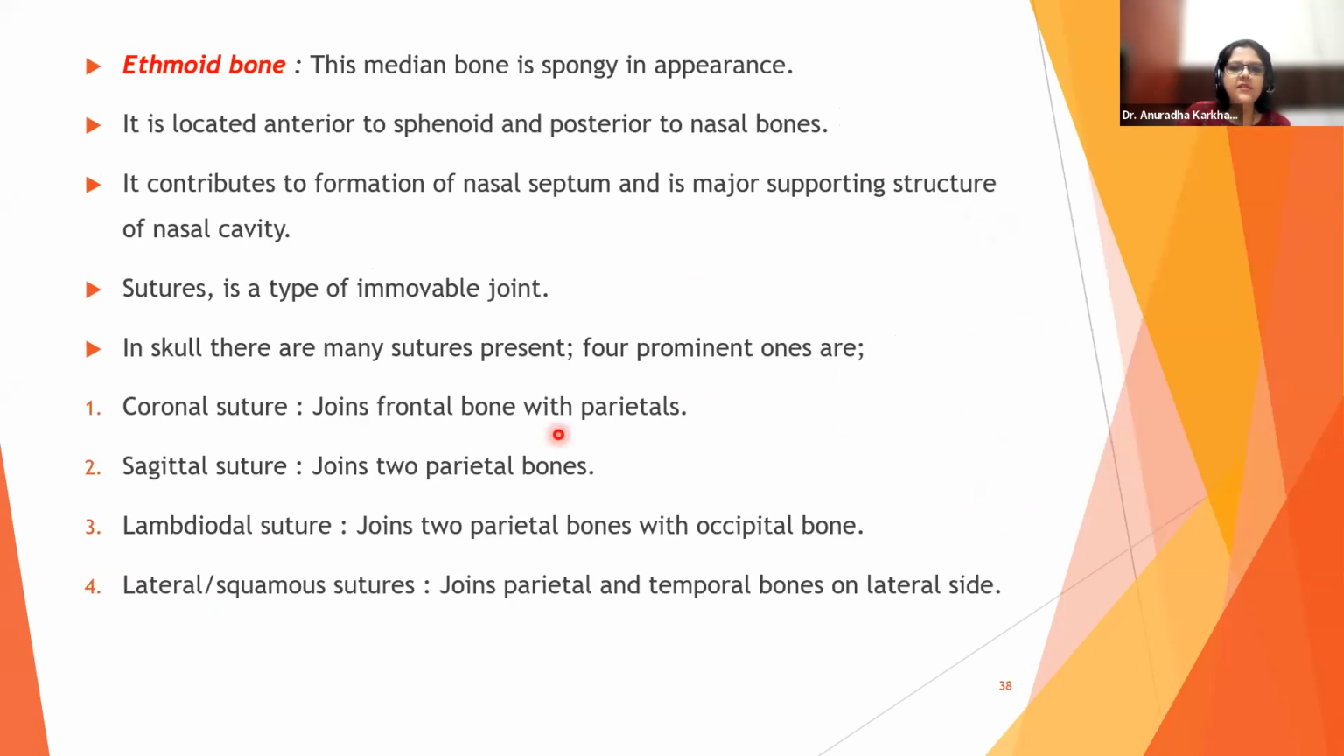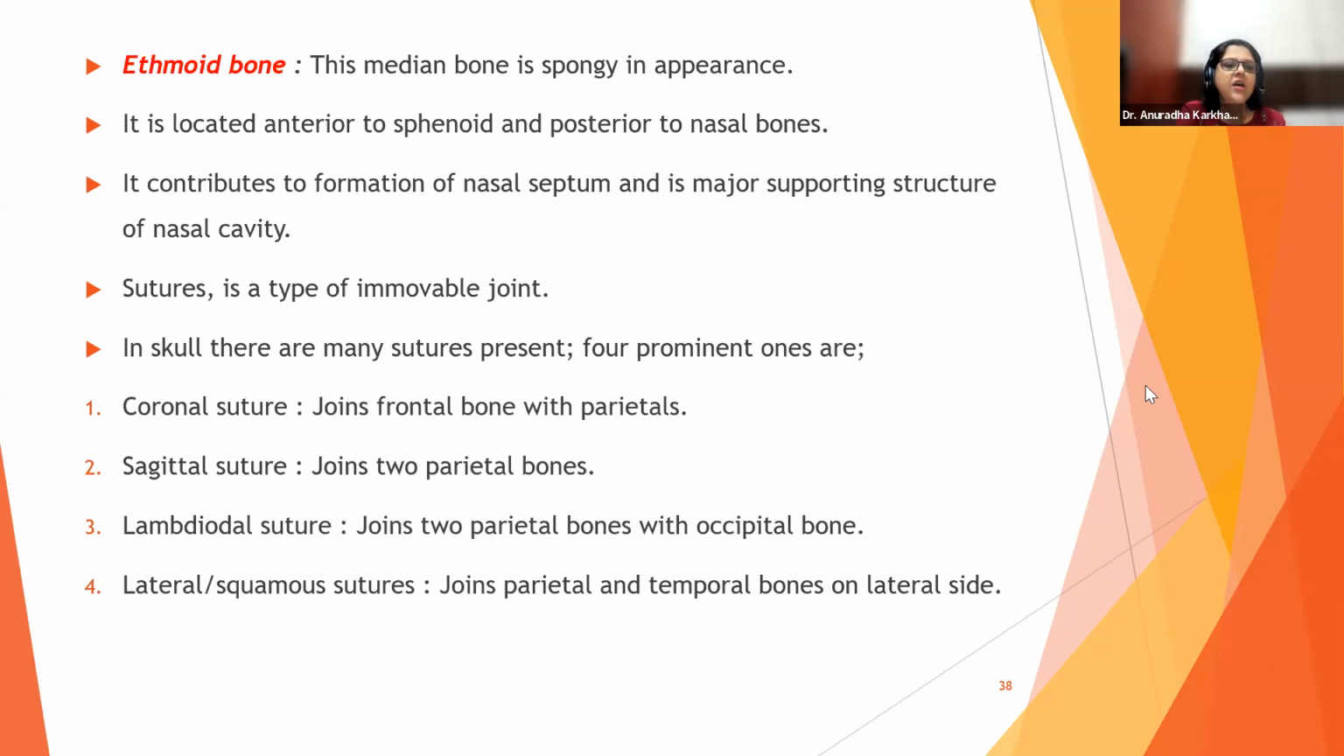Ethmoid bone. This median bone is spongy in appearance. It is located anterior to the sphenoid bone and posterior to the nasal bone. पीछे और अपने sphenoid bone के आगे. It contributes to the formation of the nasal septum and is the major supporting structure of the nasal cavity, ethmoid bone.